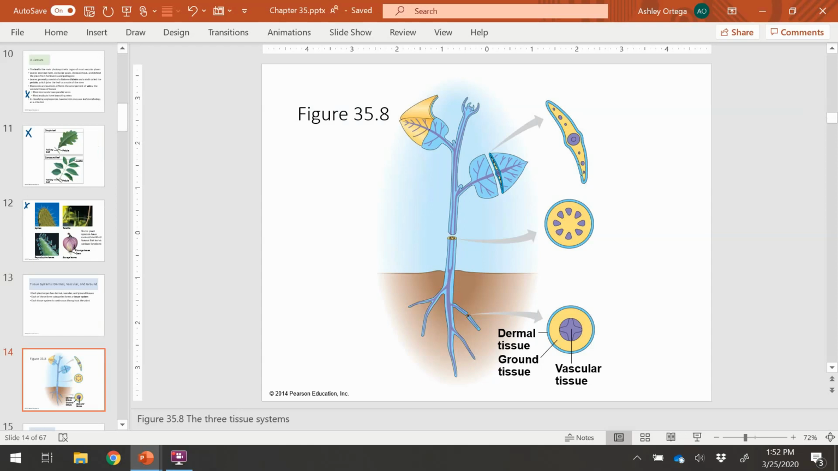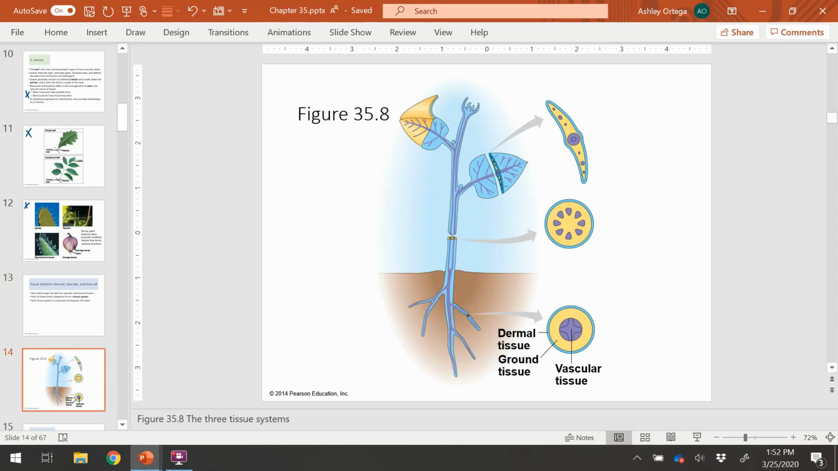Then you have your vascular tissue in purple. This is the transport tissue of water, minerals, and sugar. That's kind of like our circulatory system, with our blood system transferring nutrients and molecules to all parts of the body.